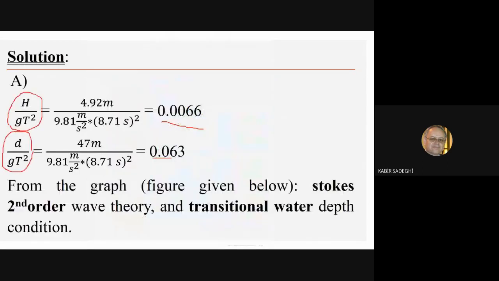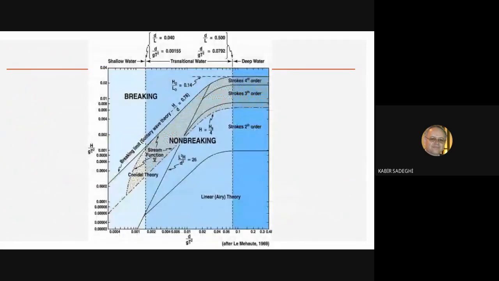Yes, by applying that, we found that Stokes second order best fits the conditions, and that is transitional water. Where we found transitional water, if you are here, this is transitional water. It means that we were between these limits. We were somewhere here.